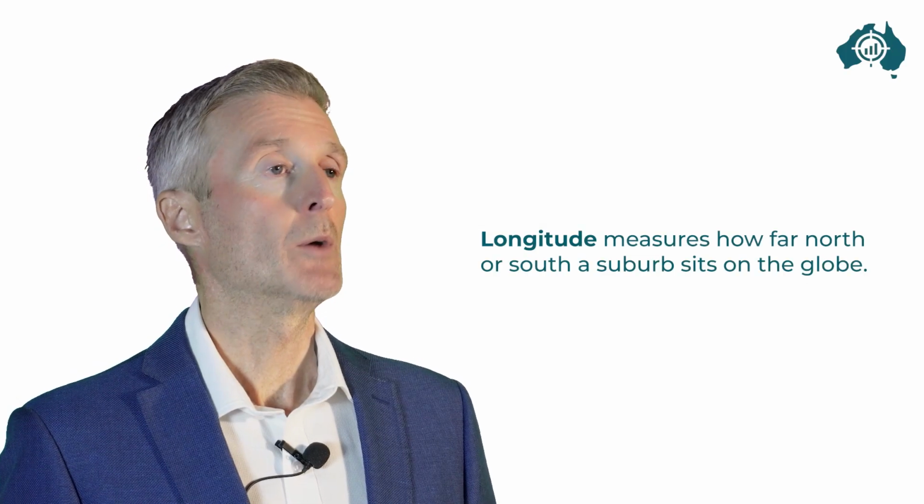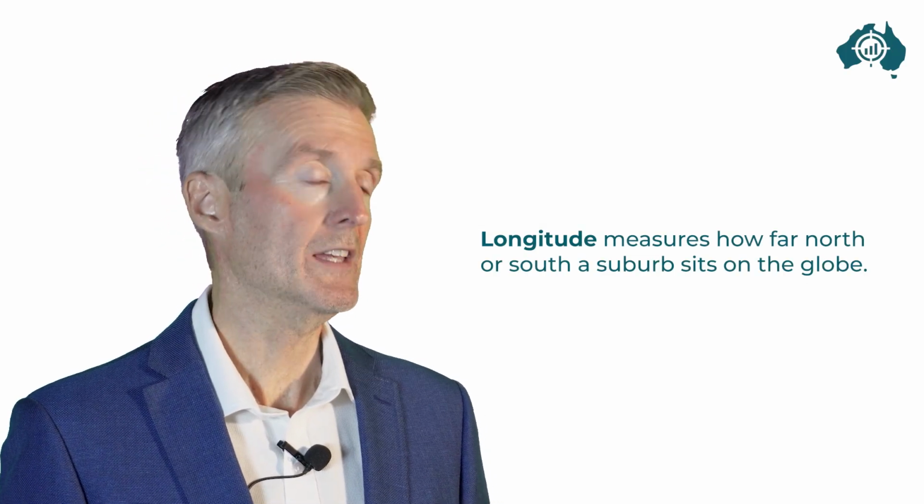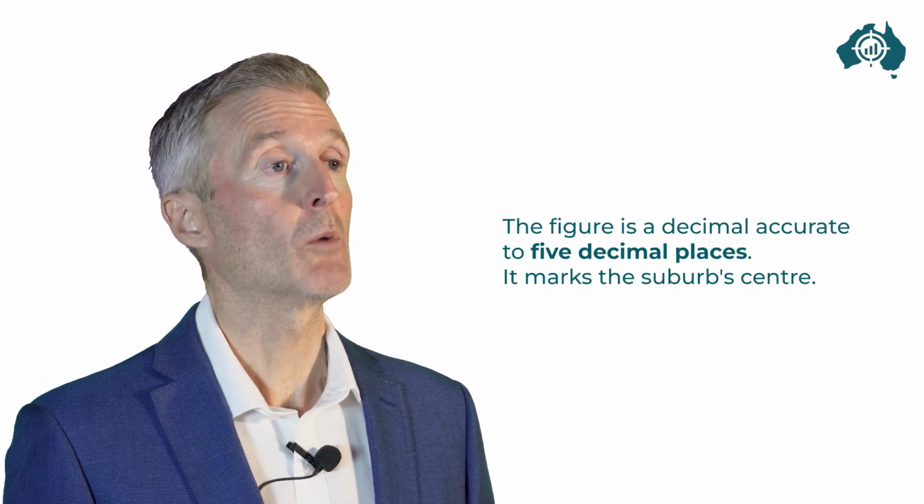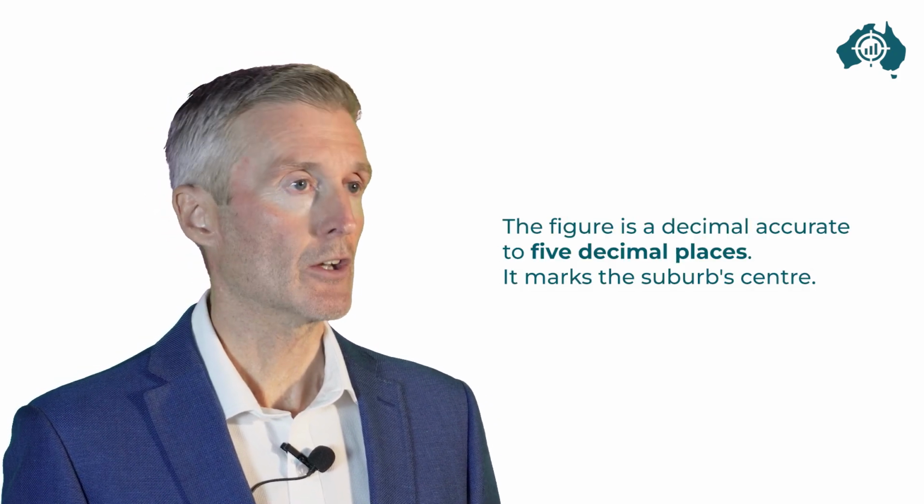The longitude of a suburb is a measure of how far west or east a suburb is on the globe. It's a decimal figure accurate to 5 decimal places. It marks the centre of the suburb.